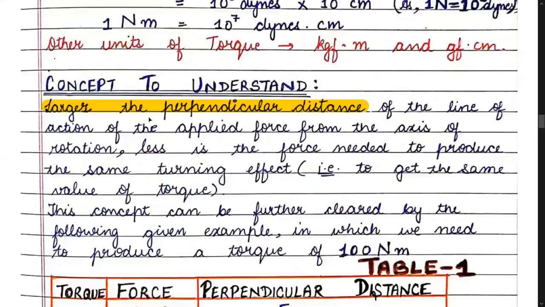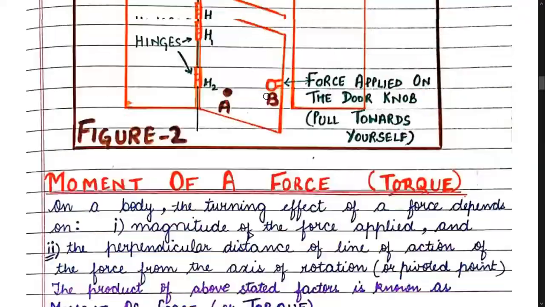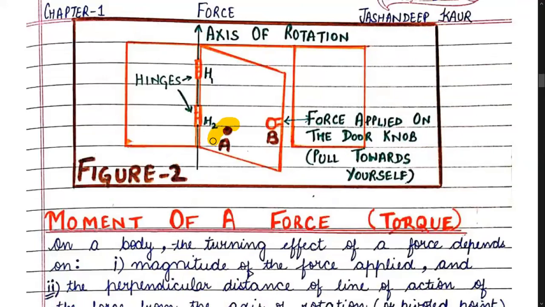Now you see figure number 2 here. This is the point A. It is near to the hinges, and this is your doorknob B. First, you try to apply the force and pull the door towards yourself from point A. Or you can push it away from point A, and then later on push it from point B. And you will experience the same thing.